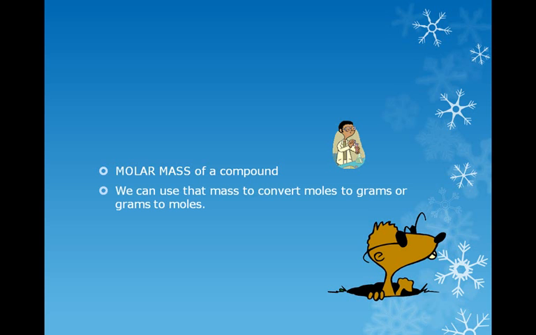In the last video, we saw that the molar mass of a compound can be determined by adding up the masses of all the elements in the formula. We can use that molar mass to convert moles to grams or grams to moles. If we know the molar mass of a compound, we can use it just like we did with elements, to count moles from grams or to count grams from moles.